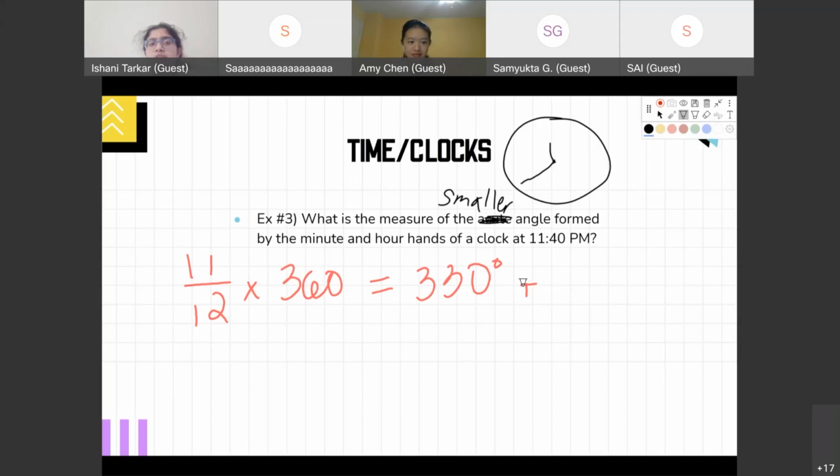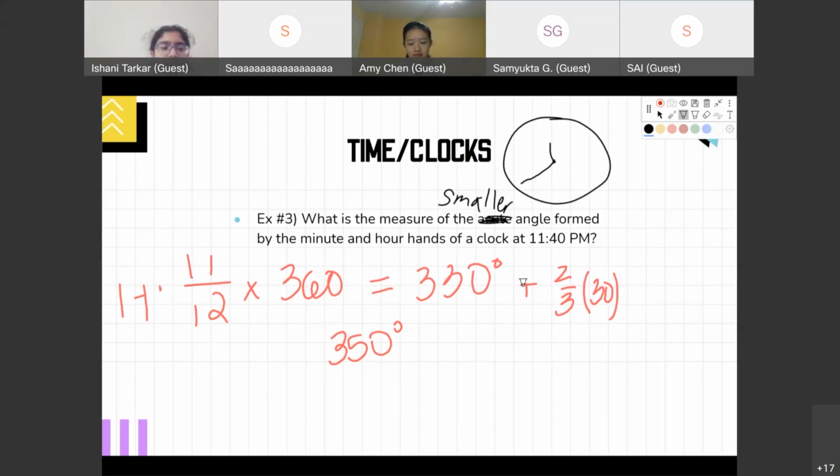So we know that every hour it moves 30 degrees, right? So we multiply 40 over 60 times that 30 degrees, which is 2/3 times 30, and that is equal to 20. So effectively what we get for the hour hand is 350 degrees, because 330 plus 2/3 of the 30 degrees, that's between 11 and 12, the hour hand.